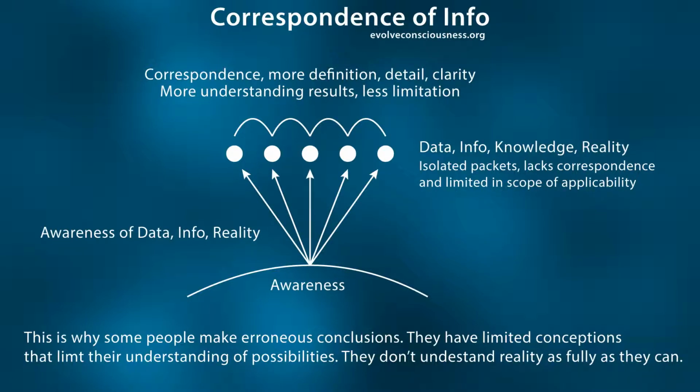The infographic is correspondence of info. So we have our awareness, and then we have our awareness of data, info, and reality. Those are the arrows going from our awareness of self. And then we have the data points, the spheres. That's data, info, knowledge, and reality. These are isolated packets that lack correspondence and are limited in scope of applicability. That is, until we correspond them, and with correspondence there is more definition, detail, clarity, more understanding that results, and there's less limitation from this greater correspondence and understanding.